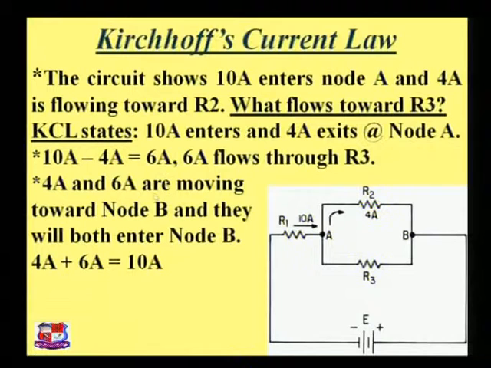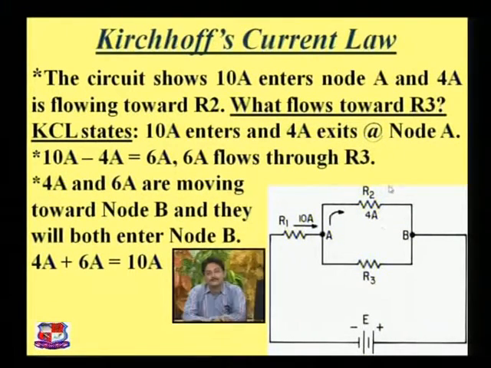Now for Kirchhoff's current law, there is one example here. Suppose we want to find the value of the current toward the resistance R3. See the figure. There are resistances R1, R2, R3 and the EMF E. Here we can see that a 10 ohm resistance is used. The 10 ampere current enters, and 4 ampere current flows toward the resistor. That is node A, or point A, and that is point B. We have to find the value of the current at point B.